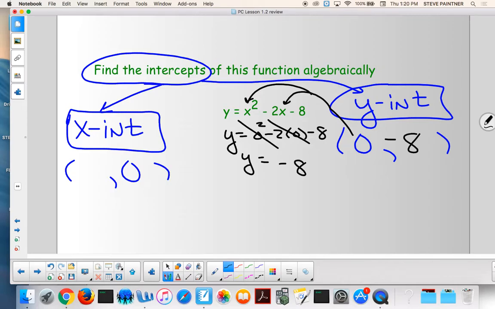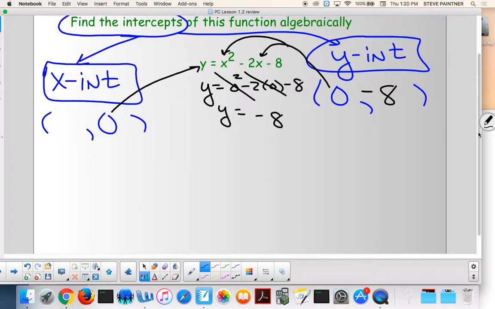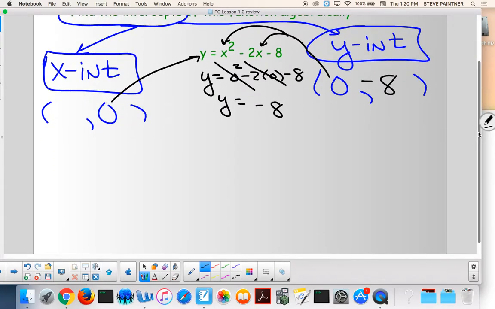Okay, this one is typically the harder one. When you want the x-intercept, you got to let what? Y be 0. Okay, if you're going to let y be 0, it's going to look like this: 0 for y, x squared minus 2x minus 8. Now you do understand, you're looking at a quadratic equation, right?